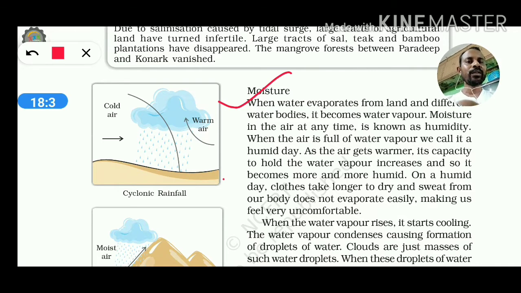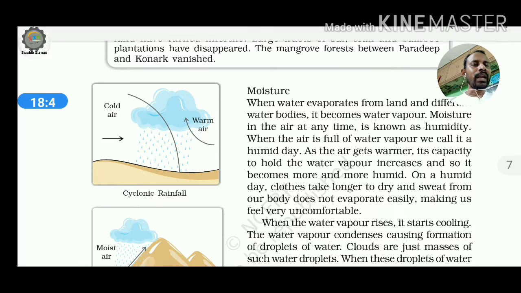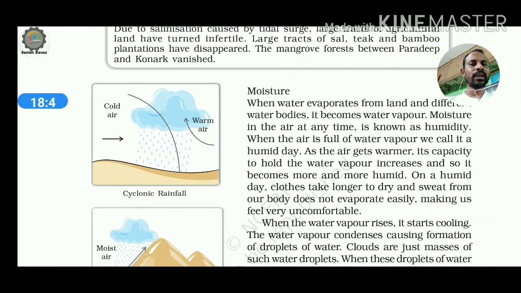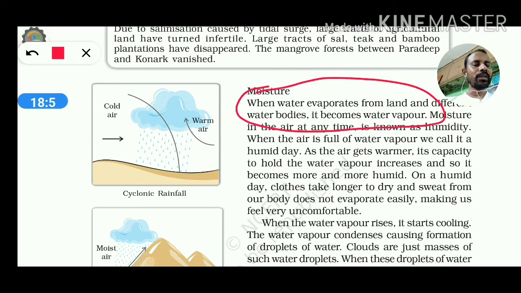So now look at what is given in the textbook lines. When water evaporates from the land and different water bodies, it becomes water vapor. So what is water vapor? Due to the increase of temperature, when there is a transformation of water into the gaseous form, that is referred to as water vapor.